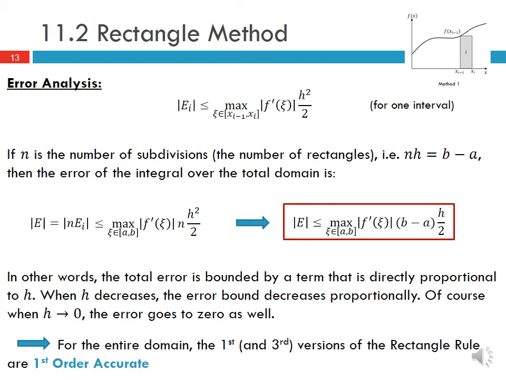So for the entire domain, the first and third versions of the rectangle rule are first order accurate. And you'll notice, and this will come up time and again when we go through this error analysis, that the error over a single interval was proportional to h squared, and then the error over the entire domain was one order less than that, so in this case proportional to h. That's because as you include the entire domain, you're adding up the errors over each of those intervals, and so you end up, in this case, being first order accurate.